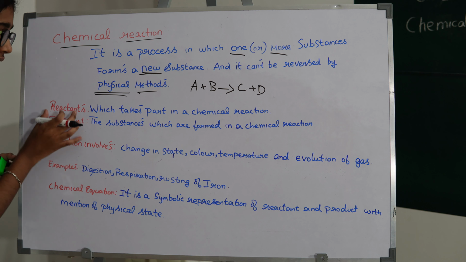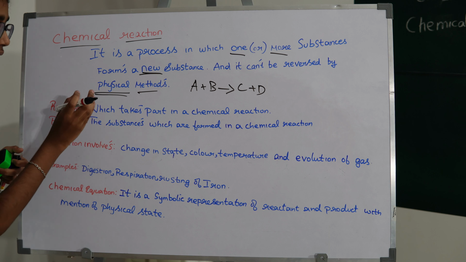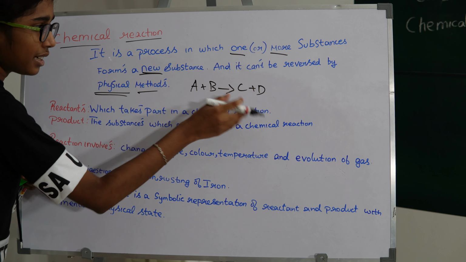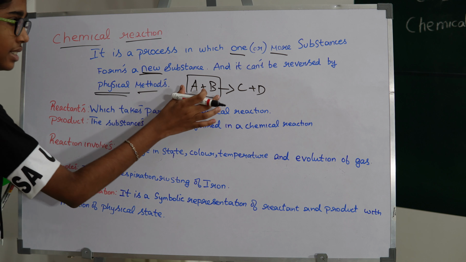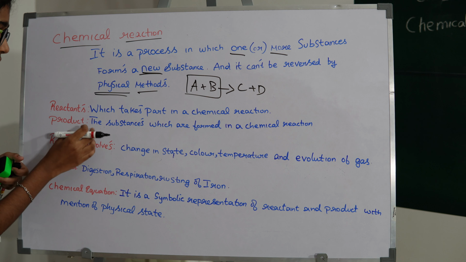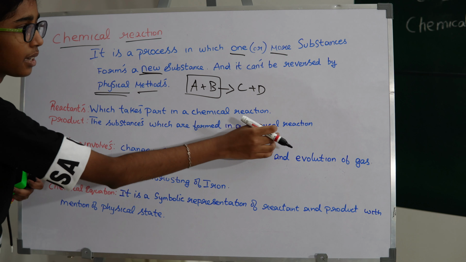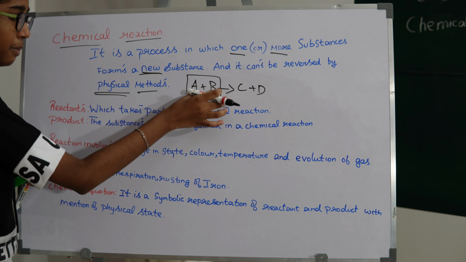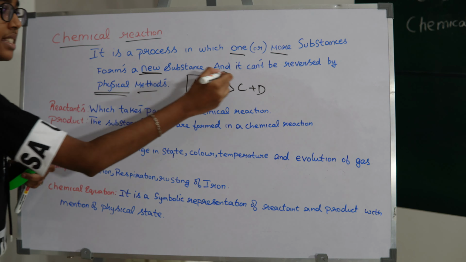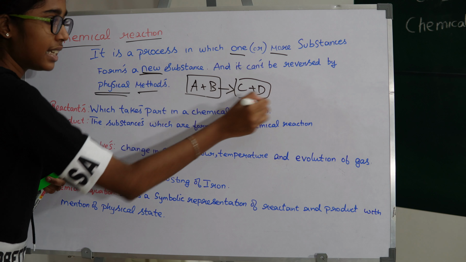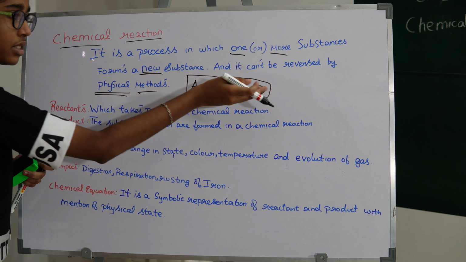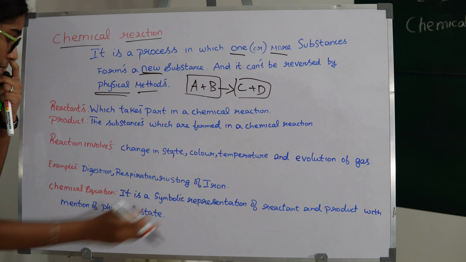Next is reactant. What is a reactant? It takes part in a chemical reaction. These both take part in a chemical reaction. So this is a reactant, and a product is the substance which is formed in a chemical reaction. So A and B are the reactants and C and D are the products, because AB forms CD. This is a new substance and this is formed in this chemical reaction.